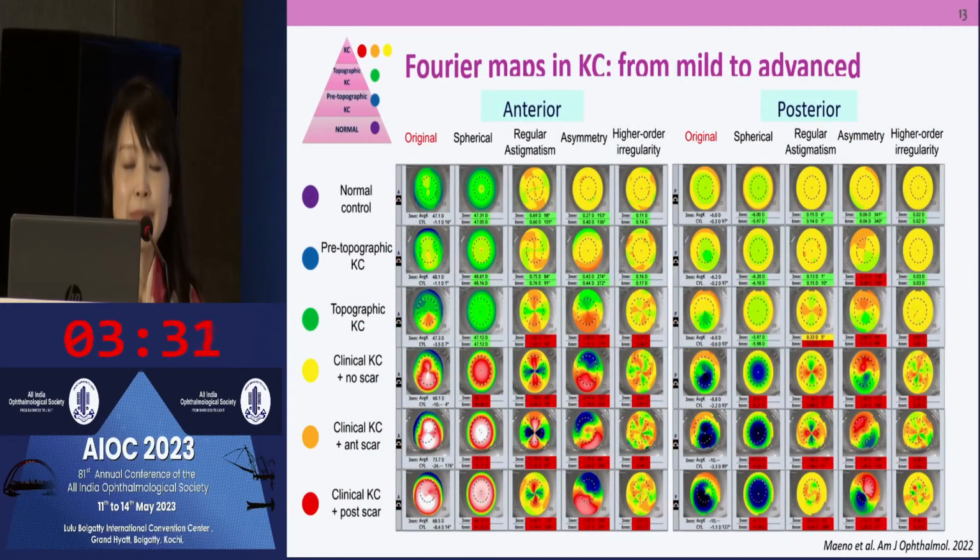Please forgive me, this is a very busy slide. Actually, it looks like a mandala.